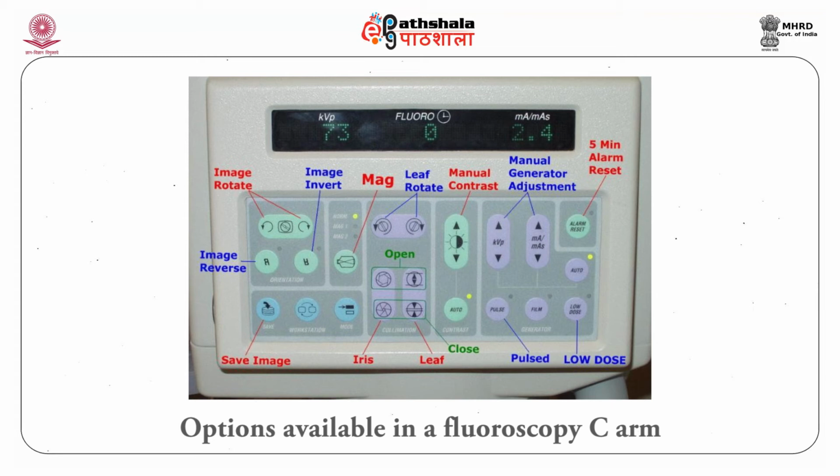For fluoroscopy mode, we have pulsed or continuous fluoroscopy mode. In the pulsed mode, radiation dose can be reduced compared to the continuous mode. Pulse modes vary from 0.5 to 15 or 30 frame rates or pulses per second. There is also a low dose option. For an Indian patient, it is always good to use low dose, and it depends on the patient's habitus.